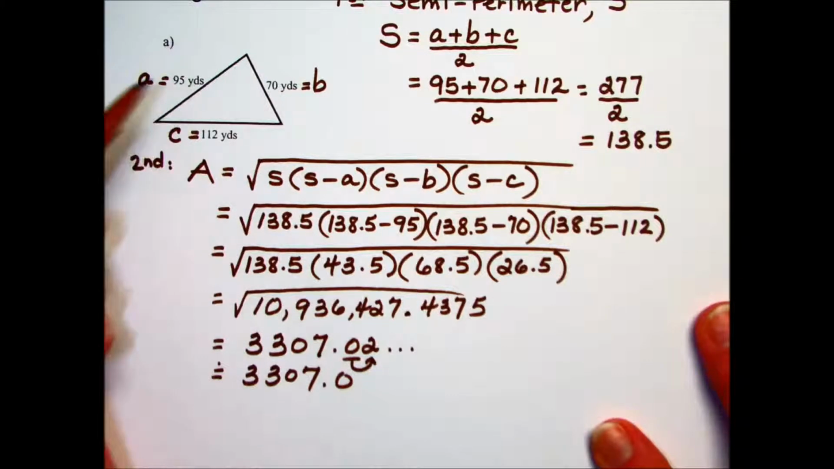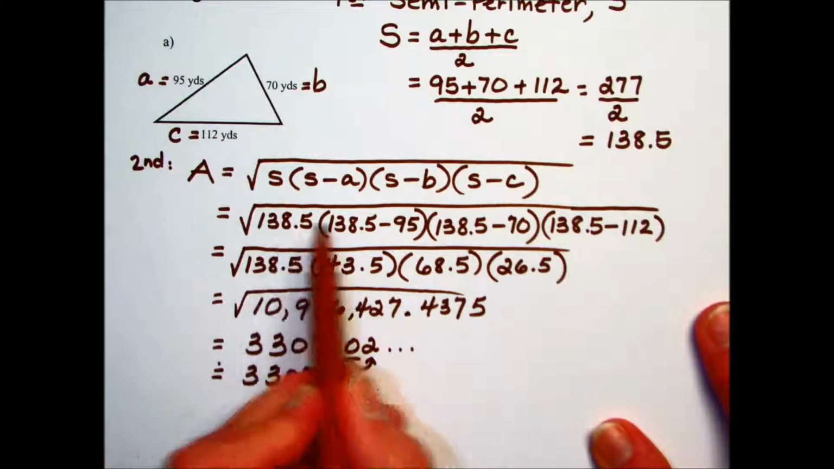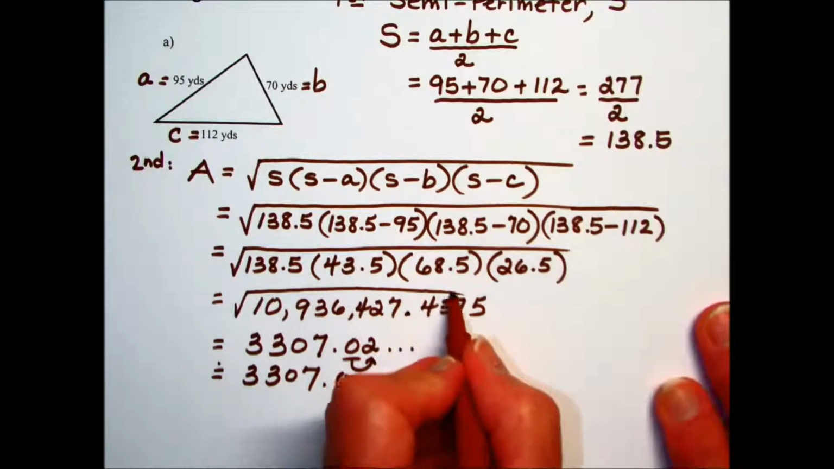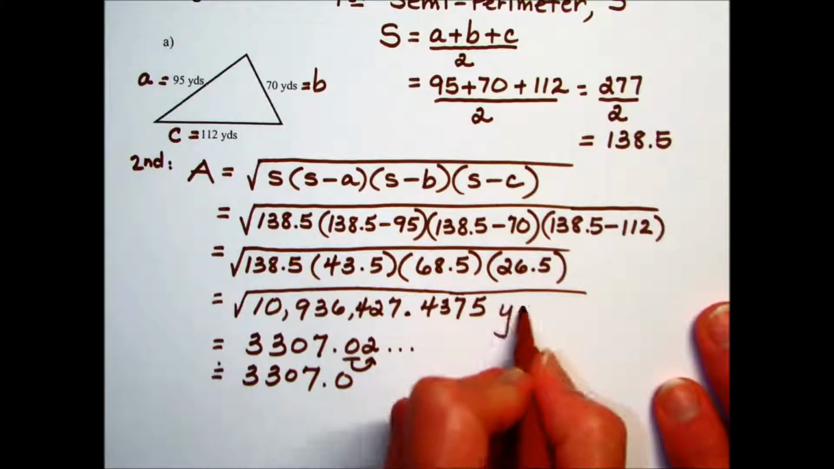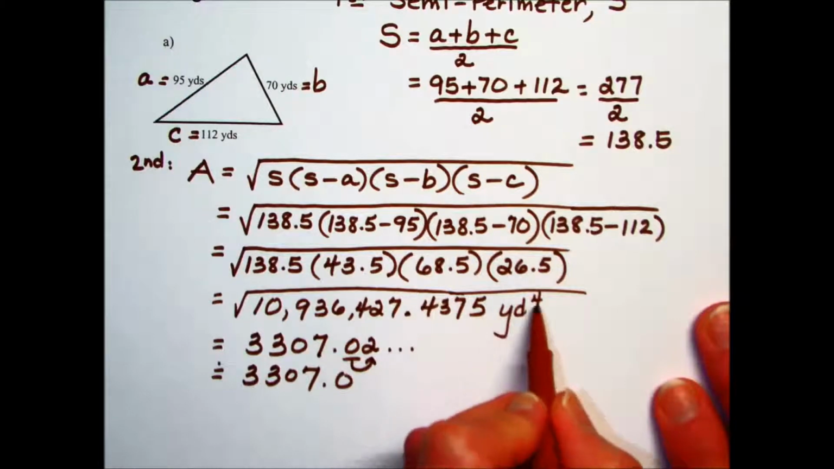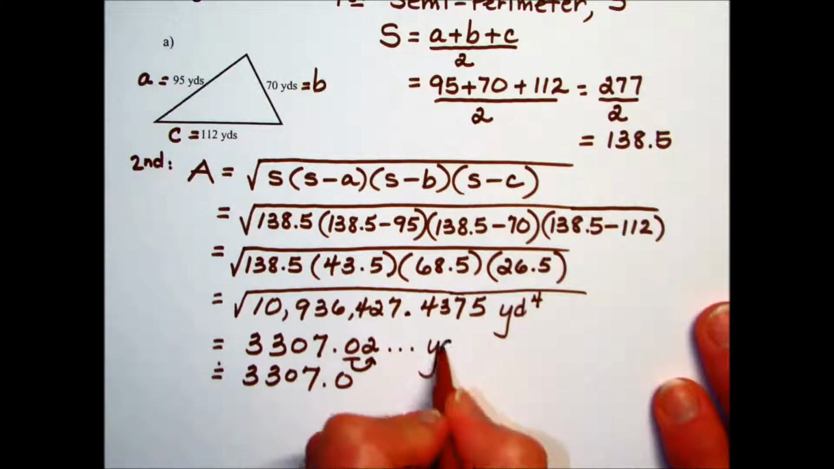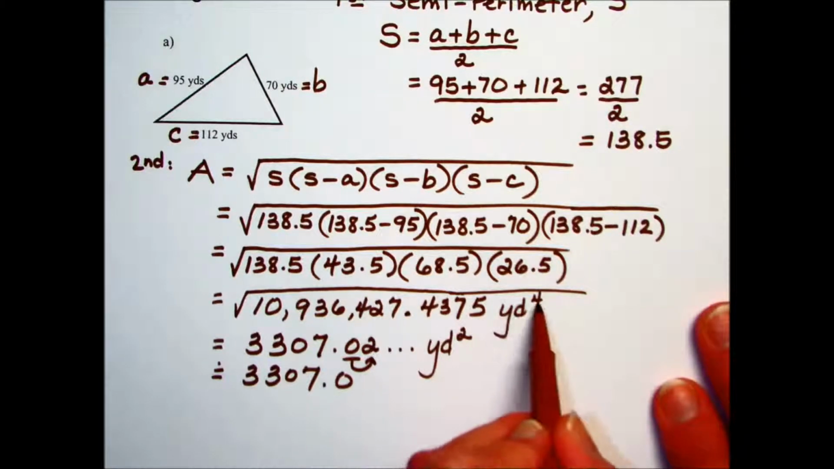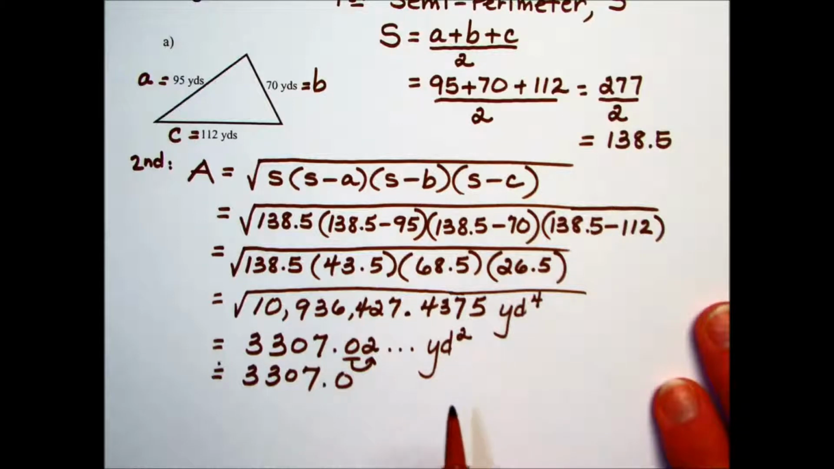And if you look here, we had yards times yards times yards times yards. We would have ultimately here had yards to the 4th power. When you take the square root of something to the fourth power, you end up with something to the second power, because yards to the second times yards to the second would have given us that yards to the fourth. Square yards is an appropriate value for area. We would expect area to be in some sort of square units, and that's exactly what we have.